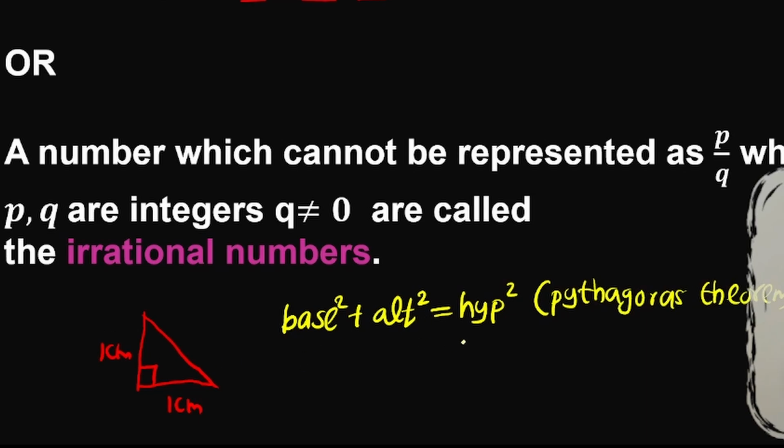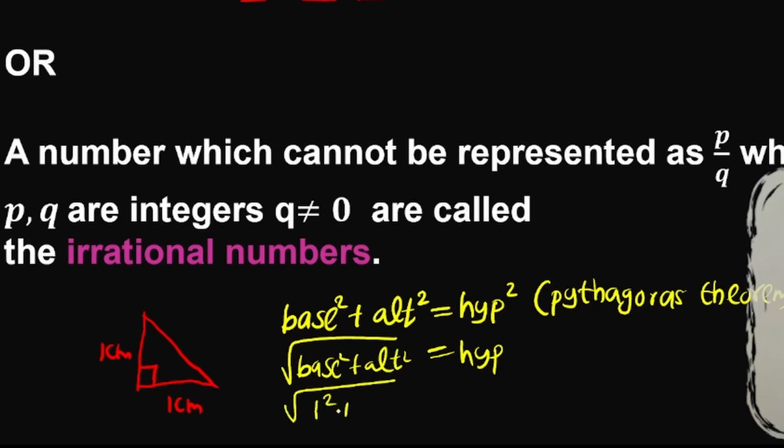Now, according to that, what is the hypotenuse? In order to remove the square, I have to find the root of base square plus altitude square. In this question, the base is 1, so the root of 1 square plus 1 square will be the answer. Root of 1 square is 1 into 1, which is 1, and 1 into 1 is 1. So 1 plus 1, root 2. So the hypotenuse will automatically be root 2 centimeter.